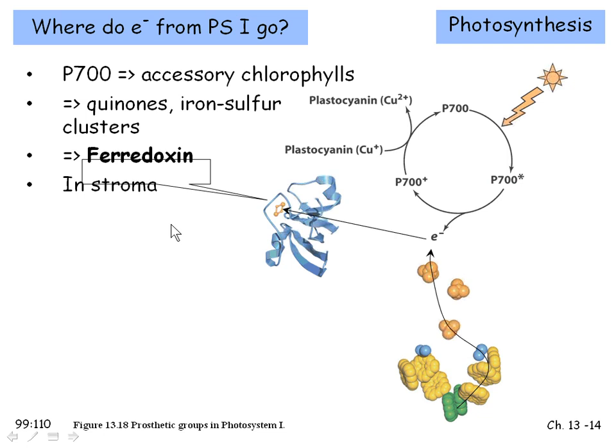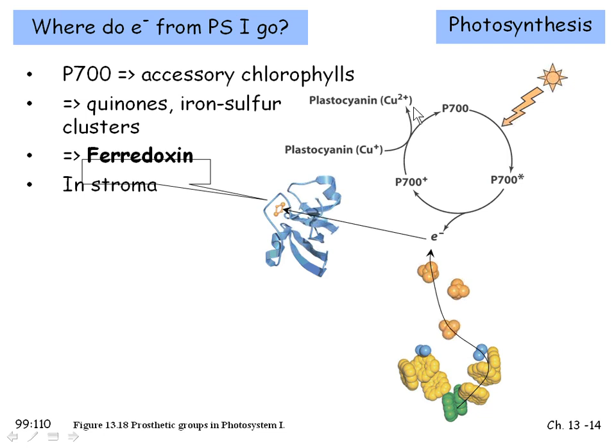So where do those electrons that P700 star gives off go? They go, first of all, to accessory chlorophylls. So you can see here's P700 down here. That's transferring electrons to accessory chlorophylls that are good at that. From those chlorophylls, they're going to be transferred to various quinones and iron sulfur centers. Oh, goody. This moved. I'm sorry. This box should have been pointing to the ferredoxin. Anyway, the electrons can move and be transferred to ferredoxin. And ferredoxin is called that because it's an iron-containing protein that's involved in a lot of redox reactions. So it's ferro for iron, redoxin, redox protein. And the ferredoxin is in the stroma, would be the matrix if it was a mitochondrion.